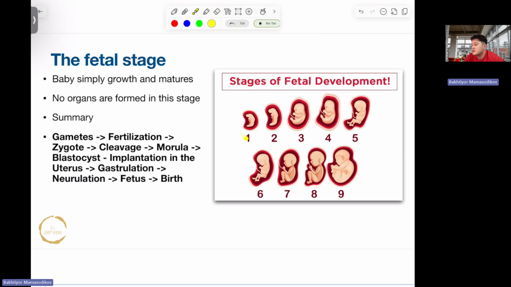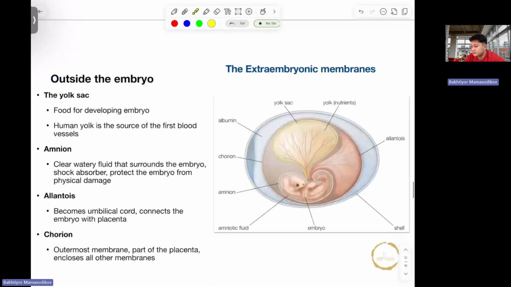This is the first month of the embryo, the second month of the embryo. Starting from the third month, we call it a fetus. Third month fetal stage, fourth, fifth, sixth, seventh, eighth, and ninth months of the fetal stage. Okay, I hope you understood it.